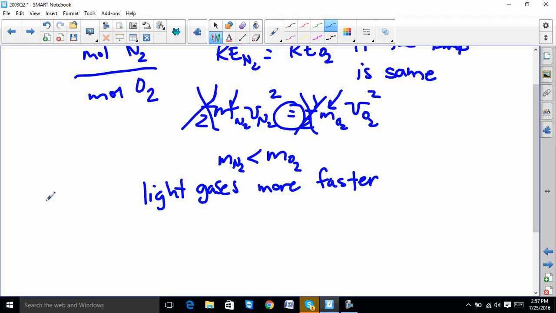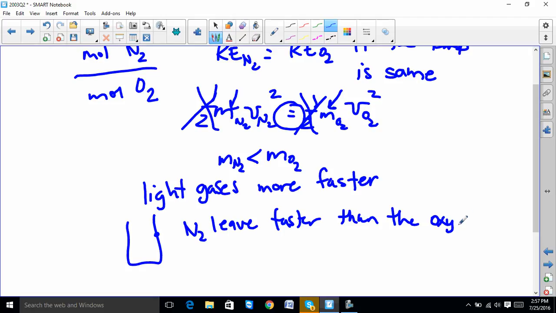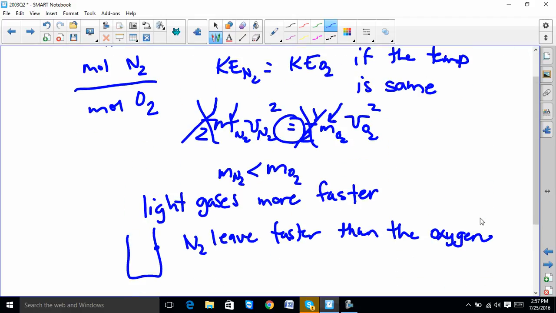So basically, if you have a canister with a pinhole size leak, the nitrogen is going to leave faster than the oxygen. By the way, this is what they do on the AP exam. They want to know if we taught you Graham's law, which says lighter gases move faster. But they can't just ask what's Graham's law; they have to write it like this. So if there's a pinhole size leak, the nitrogen gas is going to leave faster, and this is going to go down faster than this.